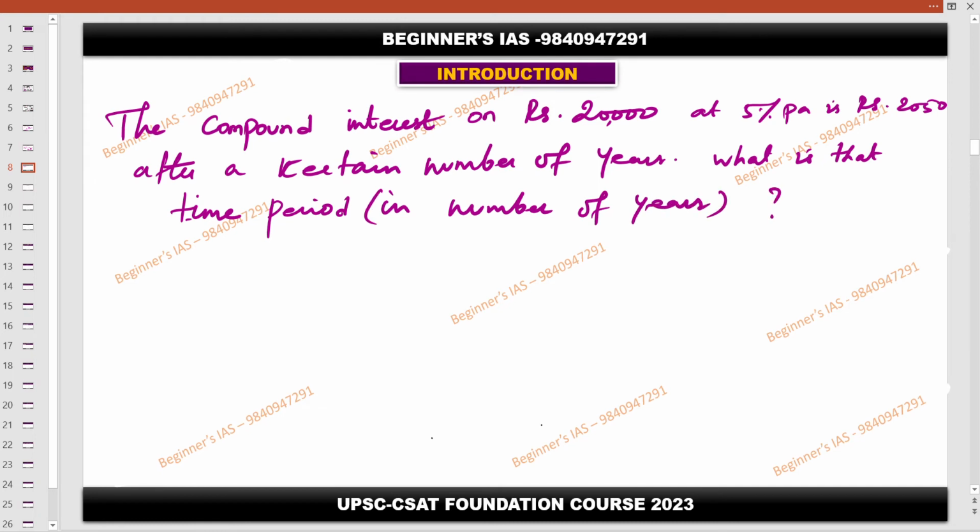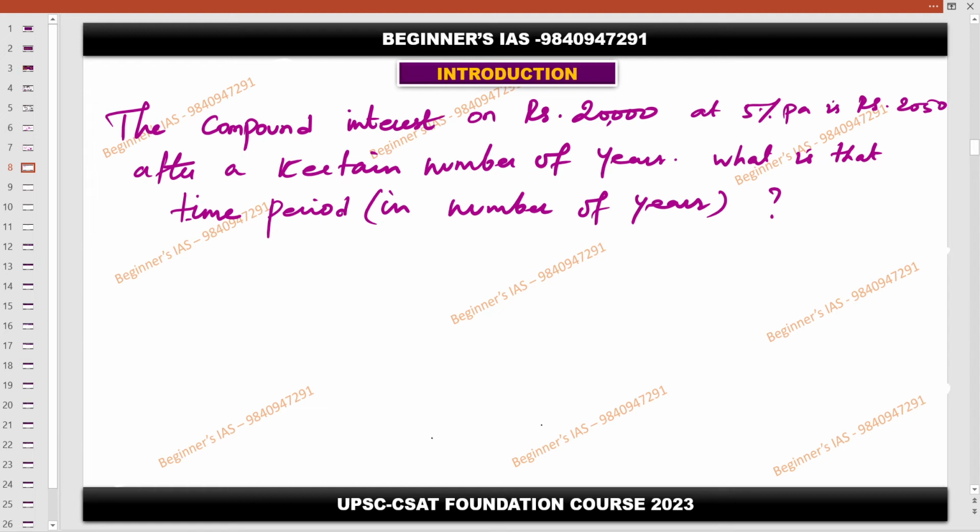The compound interest on rupees 20,000 at 5% per annum is rupees ___ after a certain number of years. So what is the time period here? Just assume the time period as X. Here the question is the total time period, which is the only thing you need to calculate. You can take it as X.